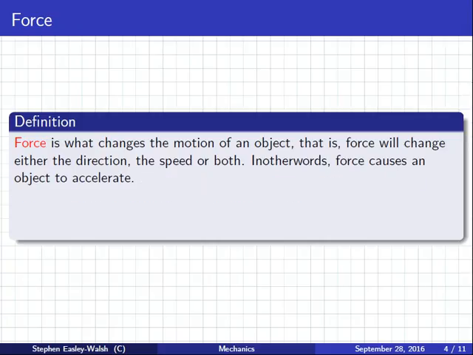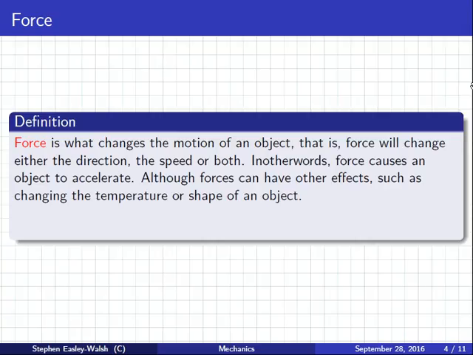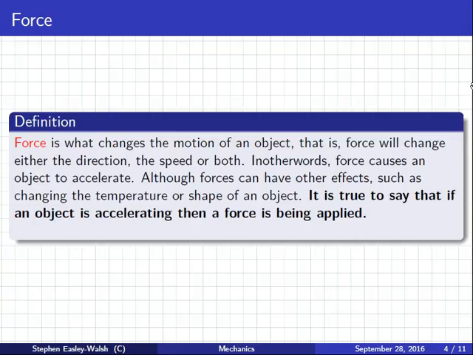You don't have to write the next part down, where I elaborate a bit more. Although force can have other effects, such as changing the temperature or shape of an object, it is true to say that if an object is accelerated, then a force is being applied. And finally, force is a vector. So what you can see in bold here is a key understanding: if an object is accelerating, then a force is being applied. There's no other way about it. If it's accelerating, there must be a force causing this acceleration. Things don't just accelerate. So the force is the cause.